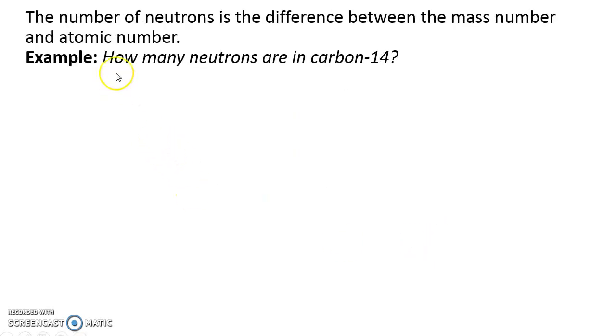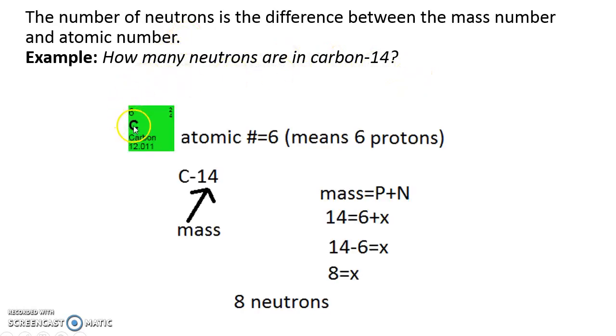And then the last type of question, number of neutrons, is the difference between the mass number and the atomic number. So how many neutrons are in carbon-14? Well, if you look on the periodic table, carbon has an atomic number of 6. That means it has 6 protons. So C-14, that 14 is the mass. So what you want to do is set up the equation: mass is equal to protons plus neutrons. 14 is equal to 6 plus X. Subtract 6 from both sides, and you'll get X is equal to 8 neutrons.